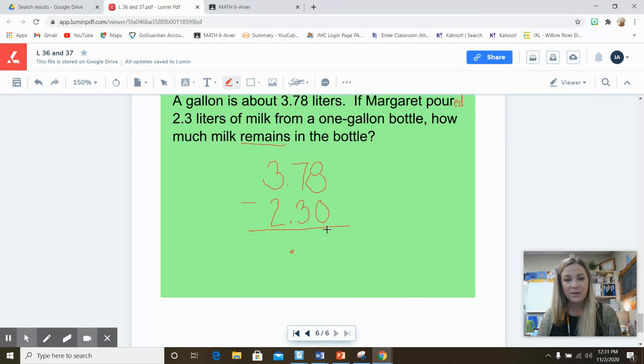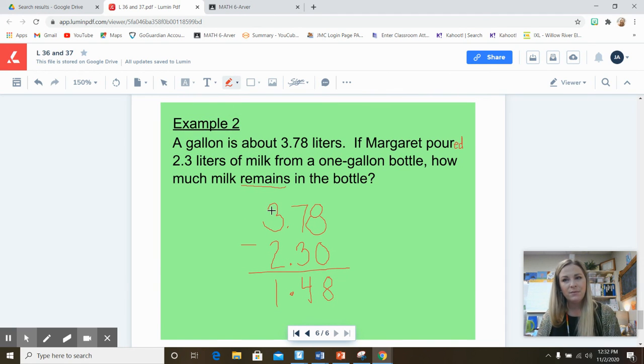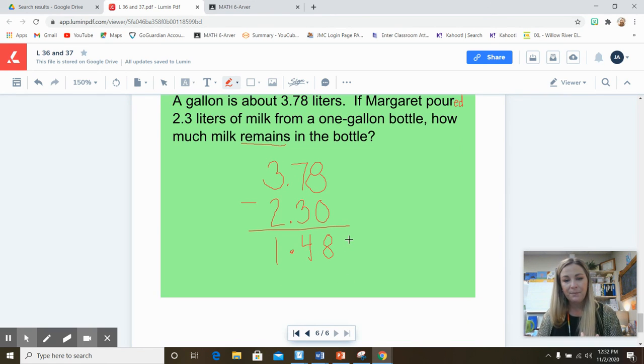So 8 minus 0 is 8. 7 minus 3 is 4. 3 minus 2 is 1. So I have 1 and 48 hundredths. I need to figure out what my label is. A good thing to remember is if you're ever working with any type of word or story problem, more than likely you're going to need some type of a label. So I would say they're asking how much milk remains. We're talking in liters here. I'm going to say liters. It's the best handwriting I've got using my mouse.